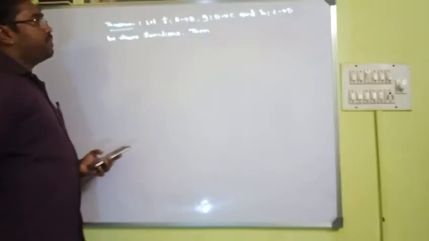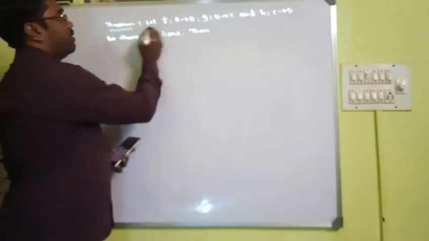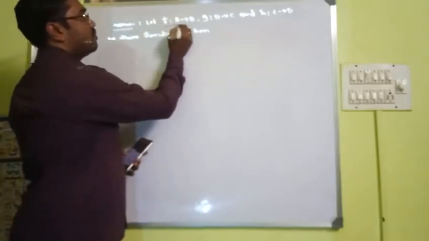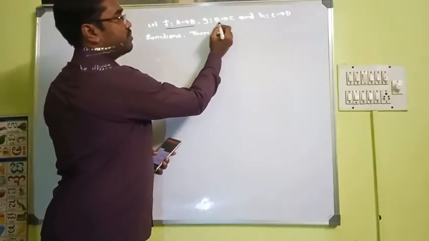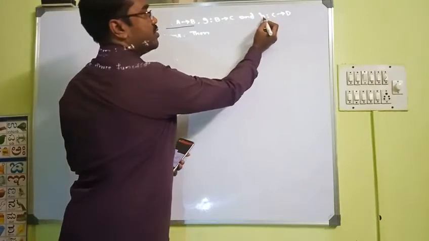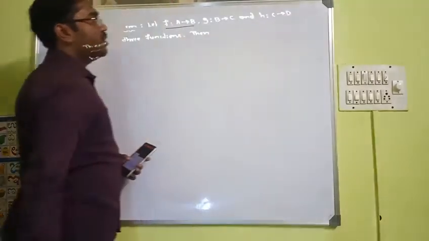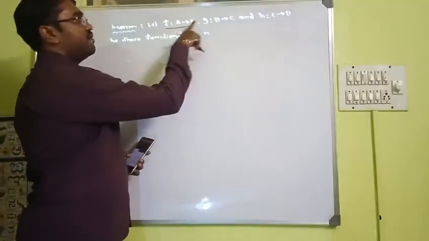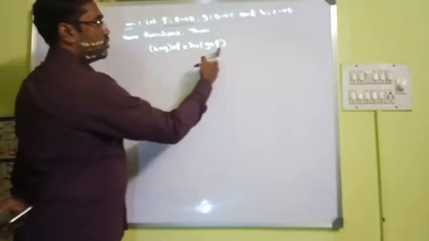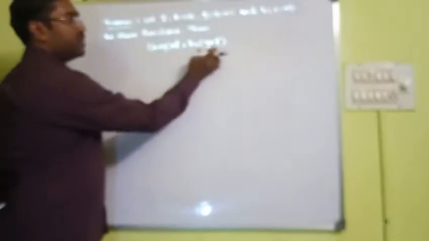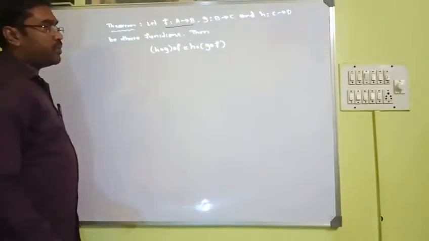Let us take up the theorem. Let f be a function from A to B, g be a function from B to C, and h be a function from C to D. So we have taken three functions f, g and h. With three functions, we need to prove this composition relation. That means we need to prove composition satisfies the associative property.